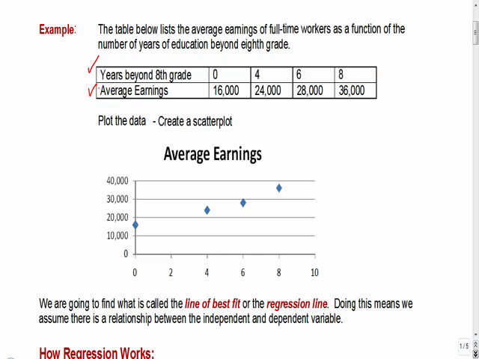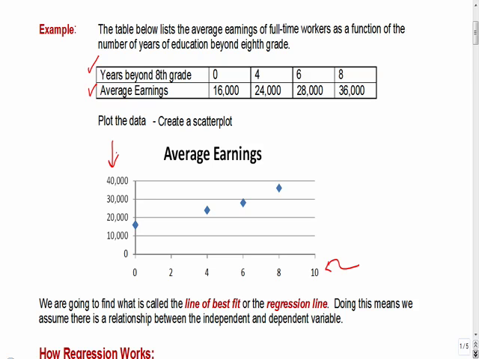And when we plot the data, we create a scatter plot. So I created the scatter plot here, and you'll notice I put the 0, 4, 6, 8 on the horizontal axis, and I put the average earnings on the vertical axis. And then I just plotted the points in much the same way that we would plot points back in a basic algebra class.